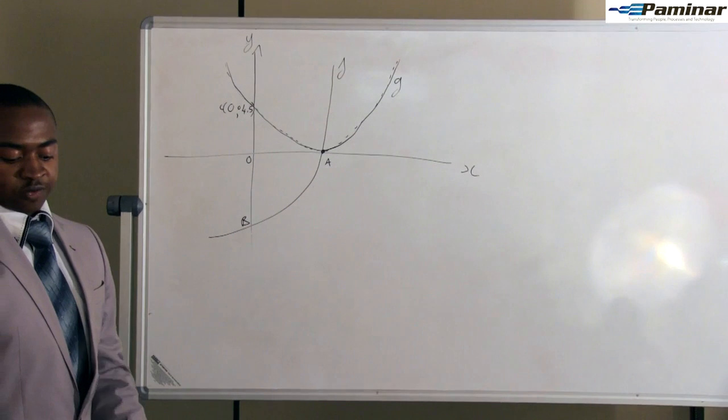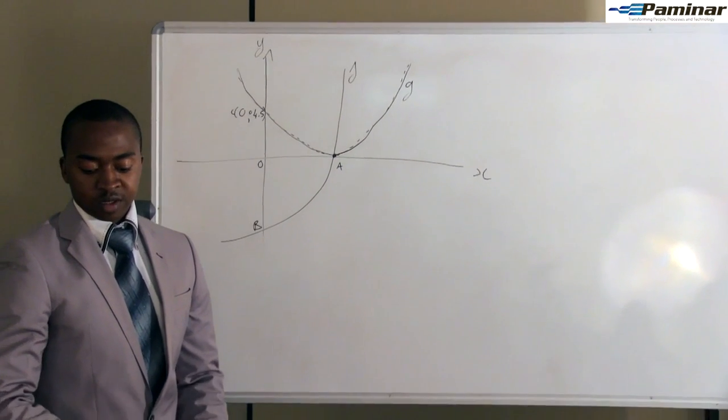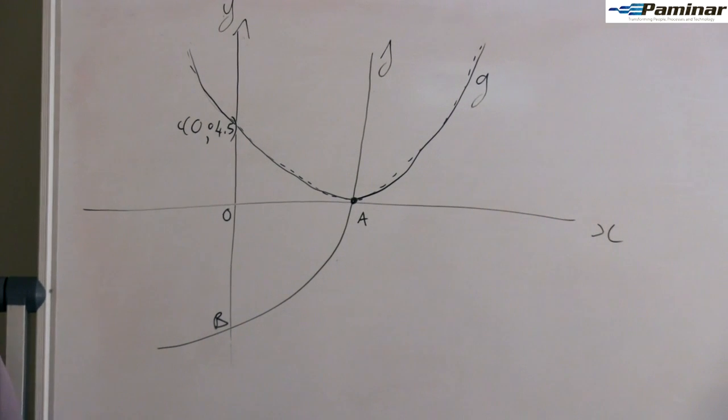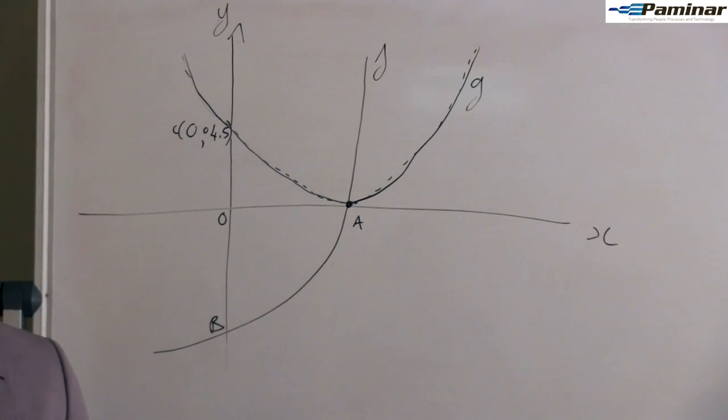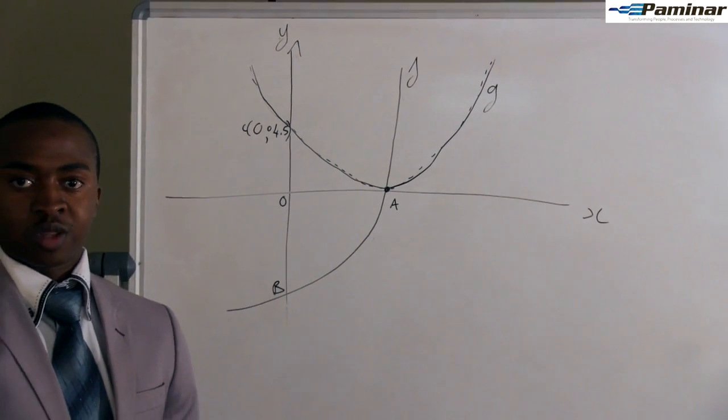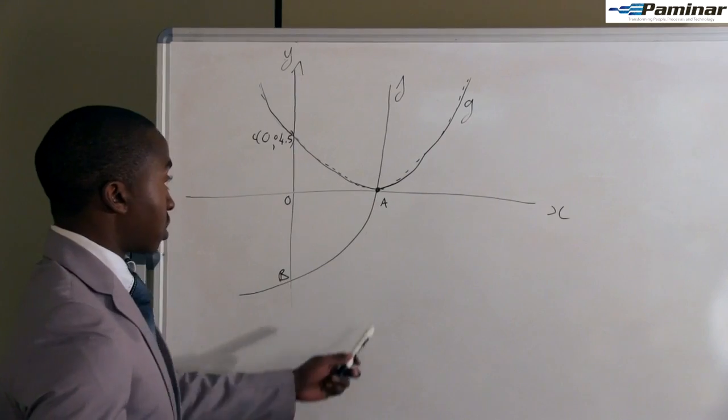Okay, so what you should ask yourself here is, what are you given? You're given an equation for f of x. It's 2 to the x minus 8. Then you're also given an equation for g of x. That is ax squared plus bx plus c. If you think about it, you can only really use f of x for now, because for the other, you don't know the variables a, b, and c. You don't know what those stand for. So let us work with f.